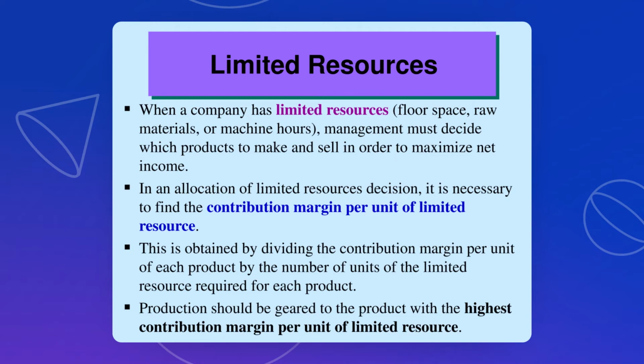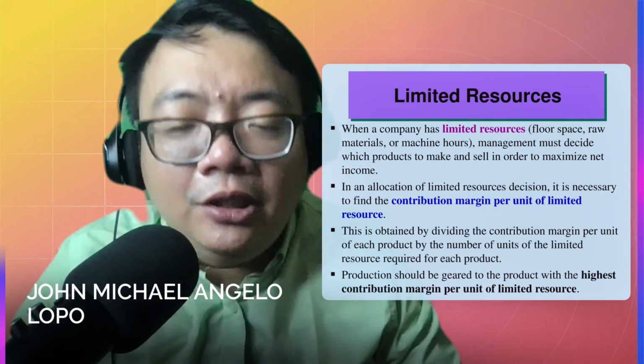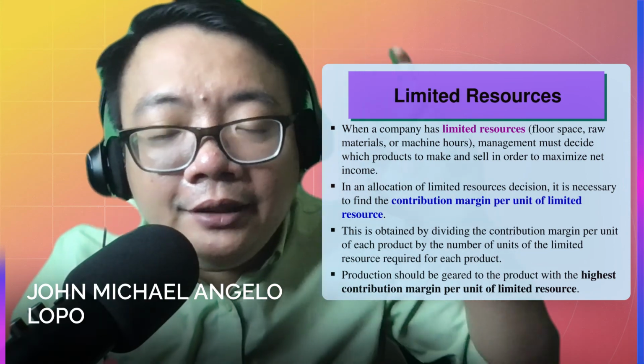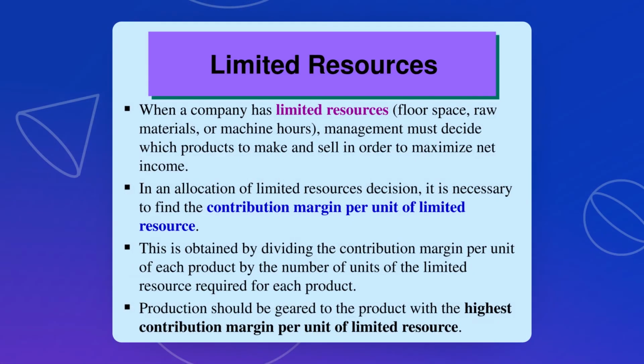Obtained, class, by dividing the CM per unit of each product by the number of units of the limited resource required for each product. So, the production should be geared to the product with the highest CM per unit in terms of a limited resource. Please take note, class, that is the most important: to get the highest contribution margin per unit of a limited resource.